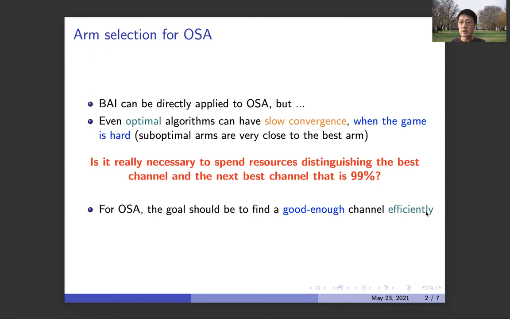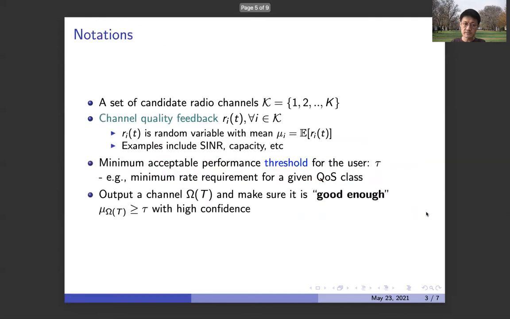Instead, we propose to look at this problem from a different angle. We are saying that the goal should be to find a good enough channel, but we want to find this channel efficiently. So we are in some sense sacrificing optimality a little bit, but we want to gain something in terms of the efficiency of the algorithm. So this is really what this work is about.